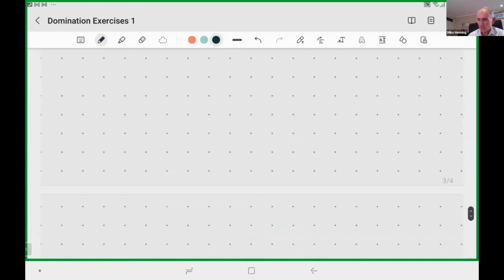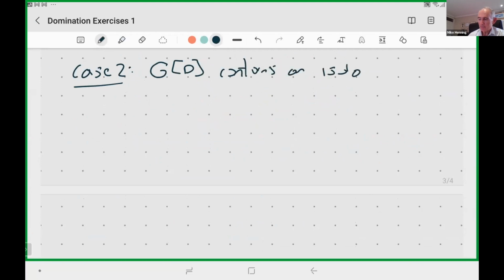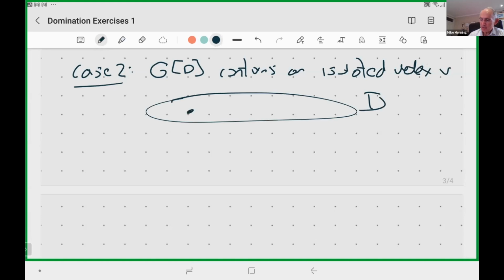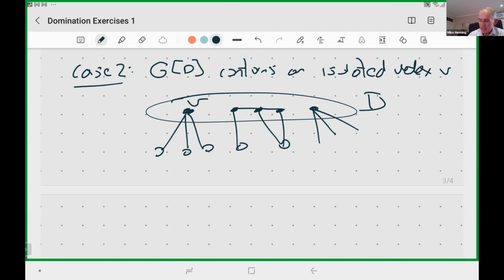So let's take case 2. Case 2 is that the subgraph induced by D contains an isolated vertex. Let's call it V. So in the set D, there's some vertex V, and all 3 of its neighbors are outside. Now, I don't know what happens in the rest of D. I have no idea. Could be some other like that, some like this. But there is a vertex that has all its neighbors outside.